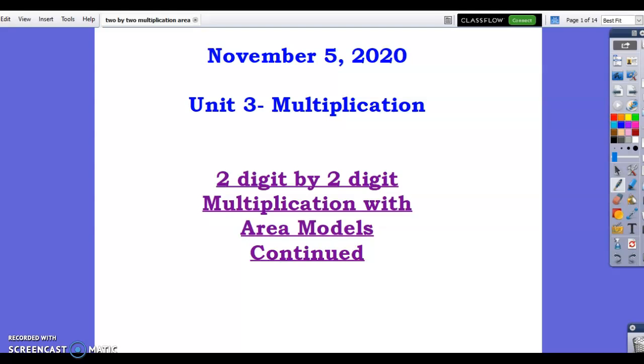Hey guys, happy Thursday. We are continuing our unit 3 with multiplication. And today we are going to continue practicing the 2-digit by 2-digit multiplication with area models.